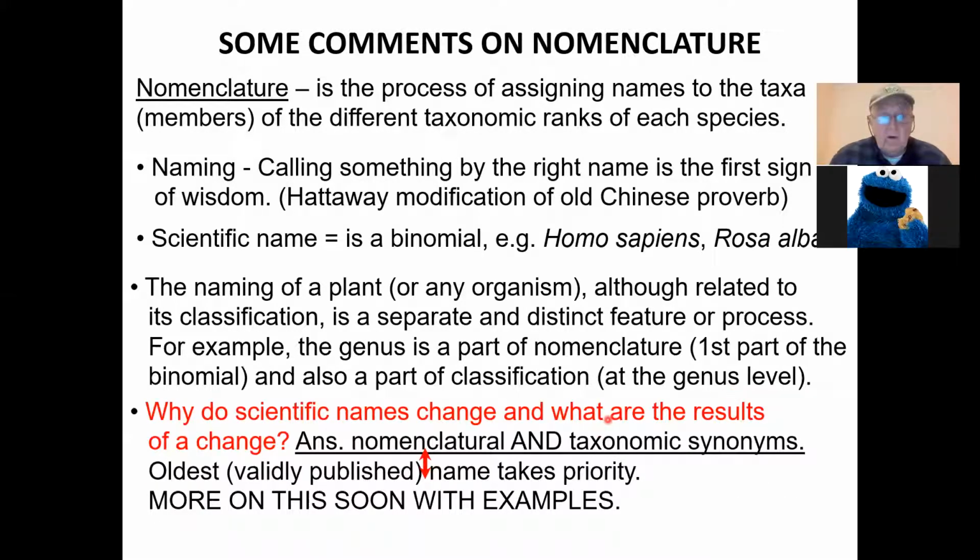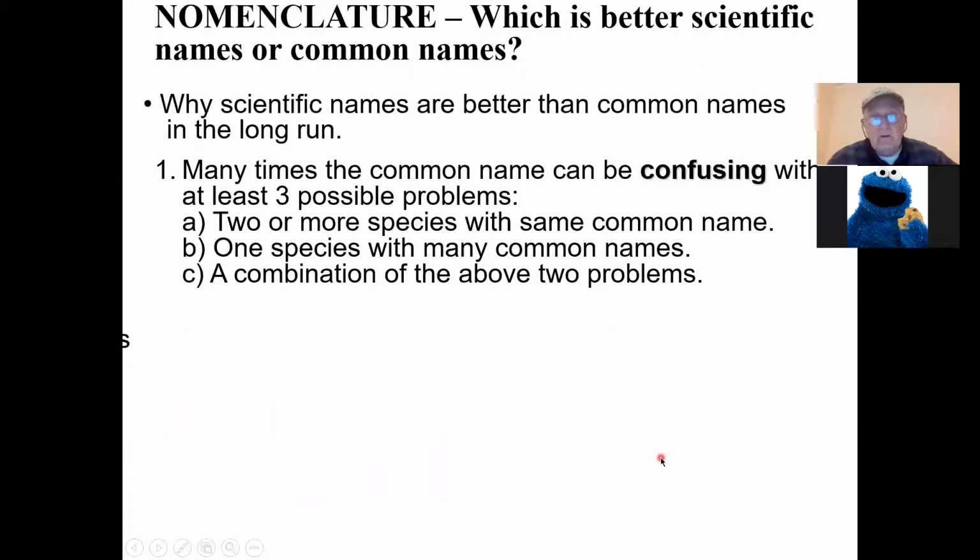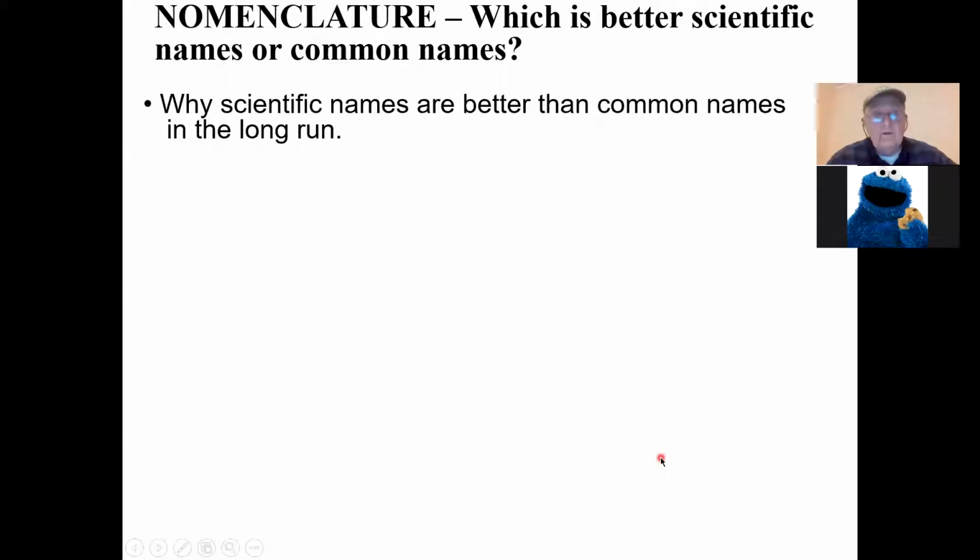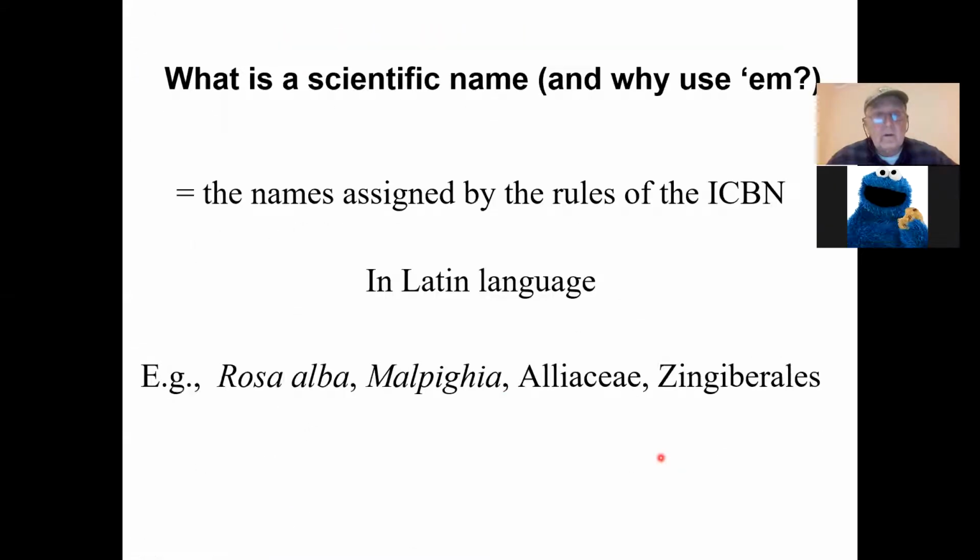Now, this is the part that most of you have been waiting for, I'm sure. Why do scientific names change and what are the results of the change? There's 2 major reasons for name changes. One of them can be nomenclatural and the other can be taxonomic. Now, what is a scientific name and why do we use them?